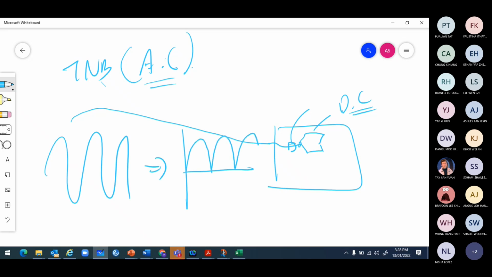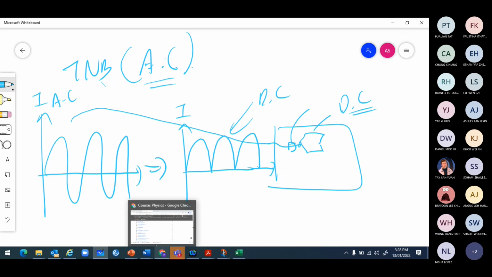This is a direct current. On the left is alternating current. This AC current will tend to become direct current. This is your DC. Anybody, did you learn the transformation of AC to DC in your O levels? What device do you use to convert AC to DC? Anybody? A transformer? Okay, transformer.